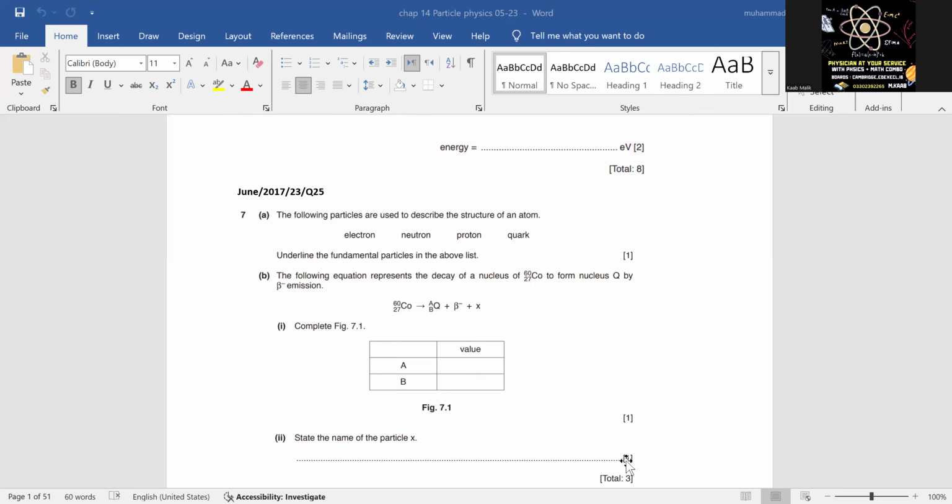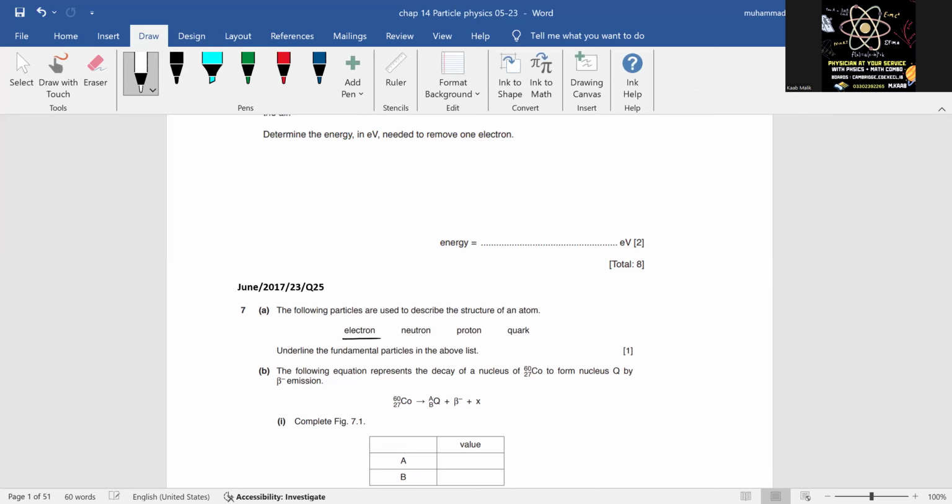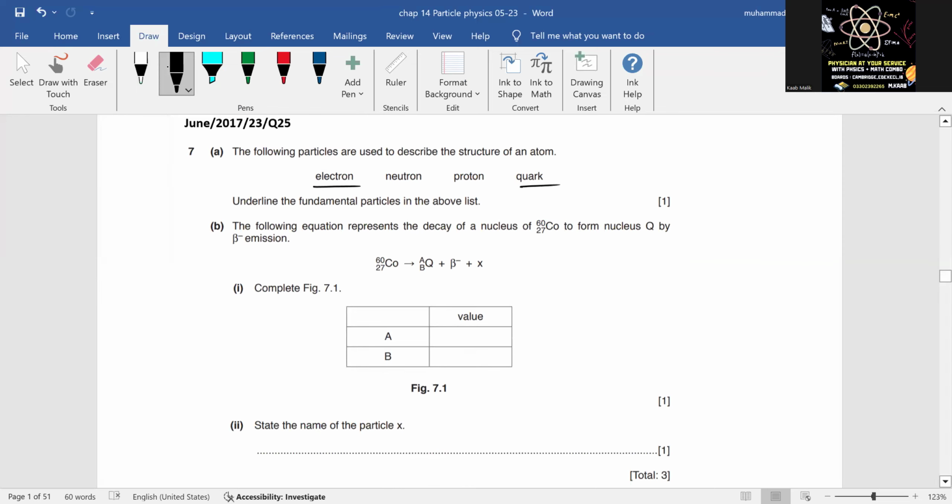Sir, because neutron, proton, and quark can be broken down. Actually, by the way, quarks cannot be broken down any further, right? So quarks are also fundamental particles, right? Okay. Now let's move on.